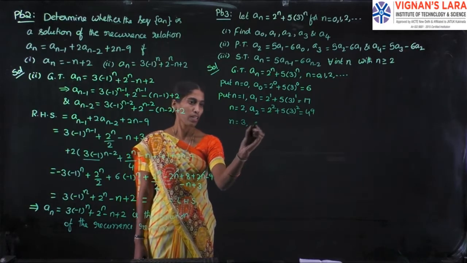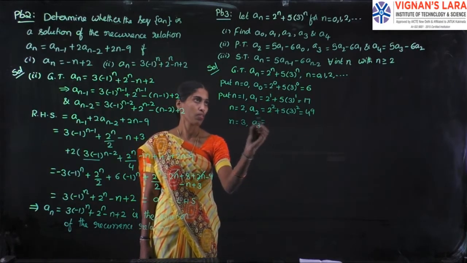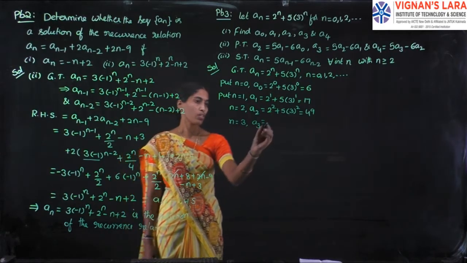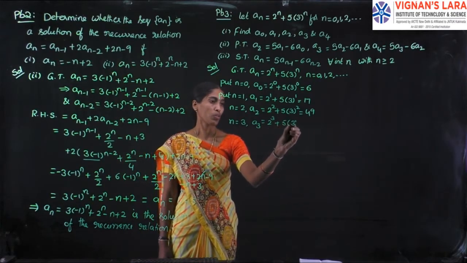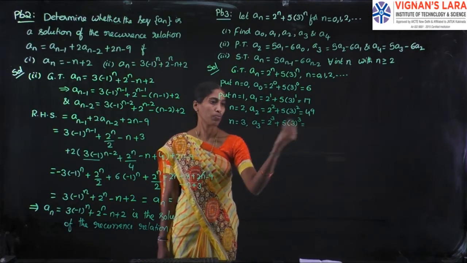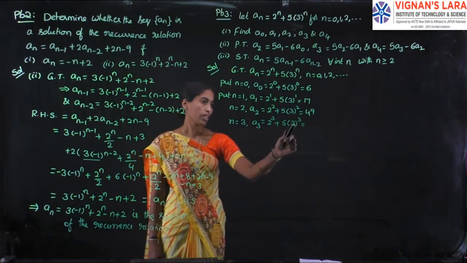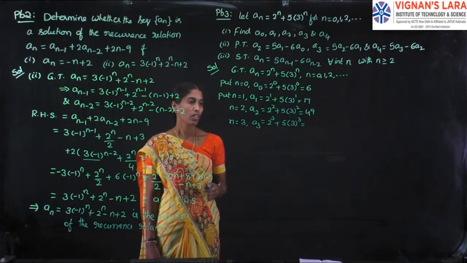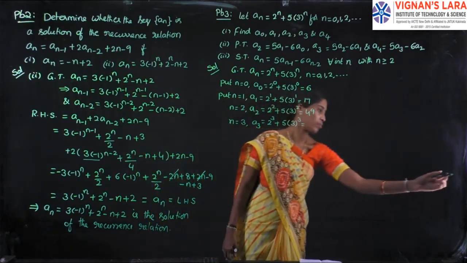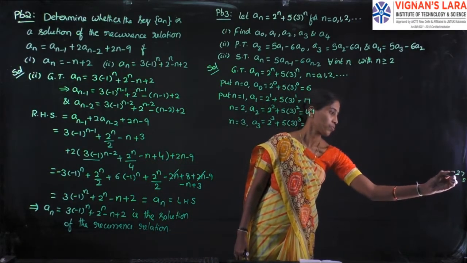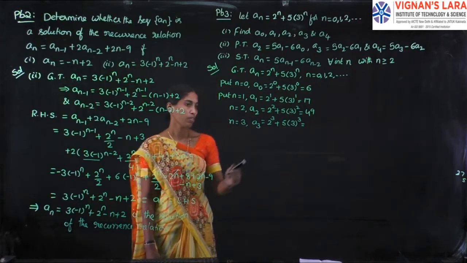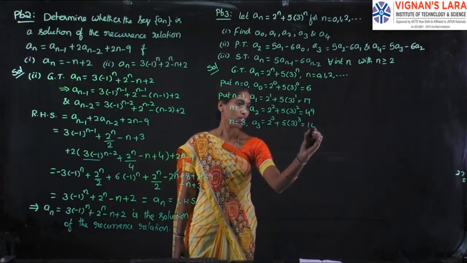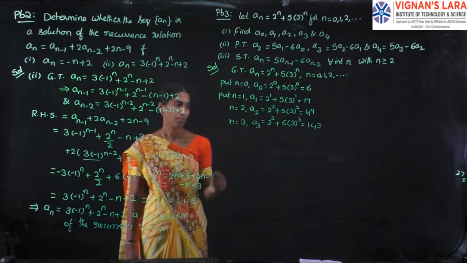Next put n is equal to 3. a3 value is 2 cube plus 5 into 3 cube. 3 cube is 27. 27 into 5 is 135, plus 8, which is 143.